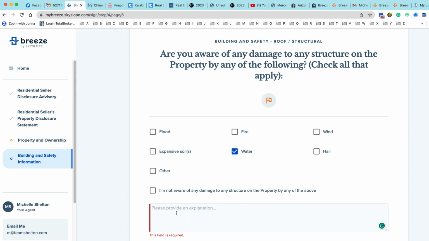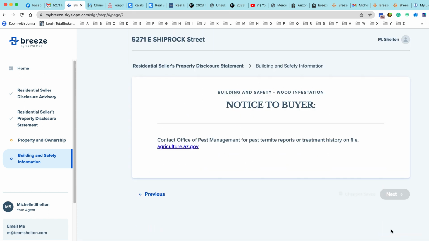Water. There was a roof leak over the garage and it ruined some personal property in the garage, or whatever. Oh, change saved. Okay, so that's good.